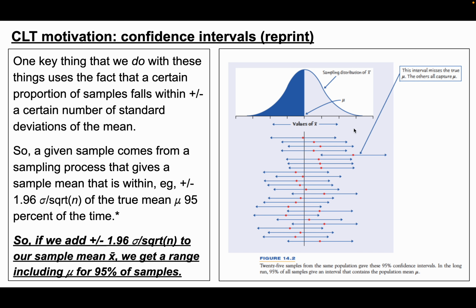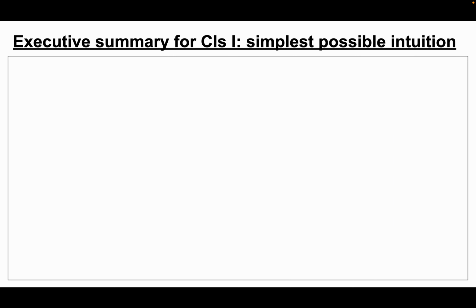You can see here that the authors of our book simulated doing that. This is a very handy graph. The idea is that because 95% of these red dots are within plus or minus 2 standard deviations of the true mean mu, adding and subtracting 2 standard deviations of the sampling distribution to each red dot, we'll have mu somewhere in there 95% of the time. It's a really cool idea when you think about it. This is the idea of a confidence interval.